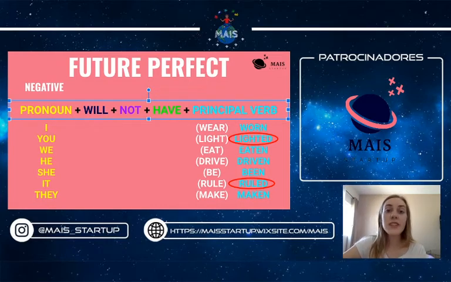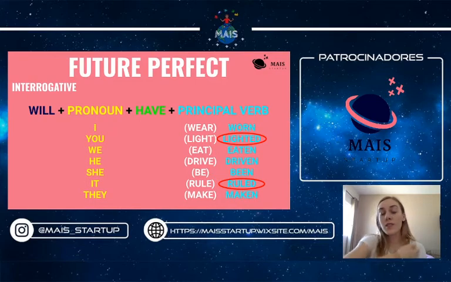And to make the interrogative question, remember we have to put the auxiliary verb before the pronoun. Since we have two auxiliary verbs, we're going to move the first one. So it's going to be, for example, will she have driven? Basically, that's it.